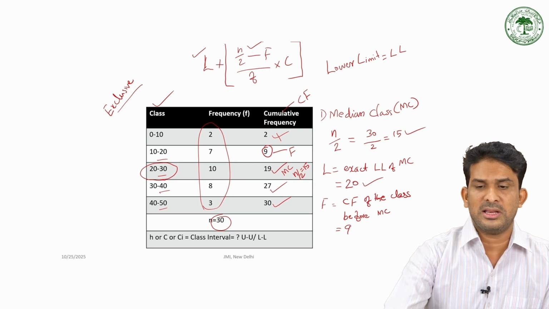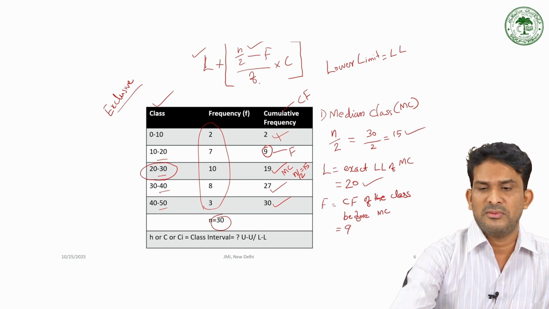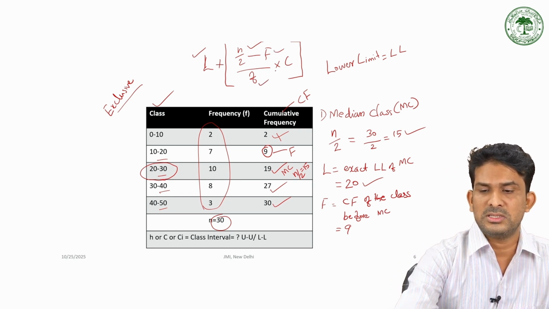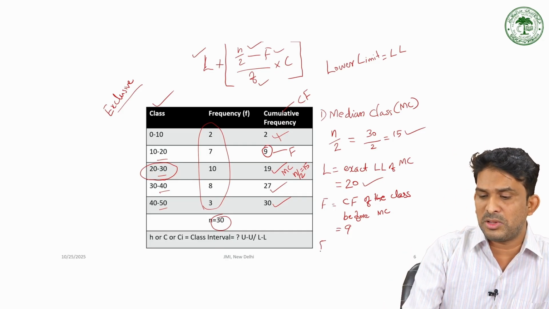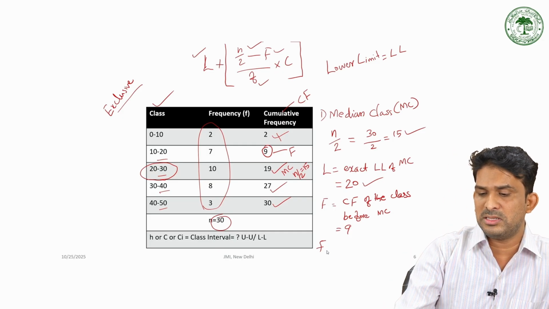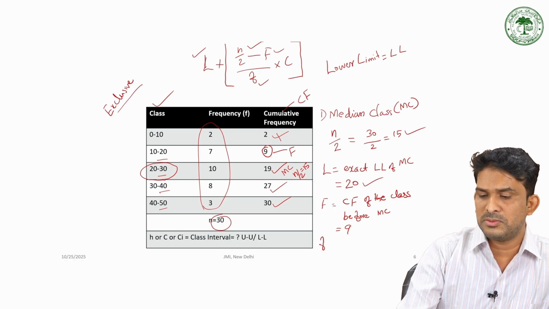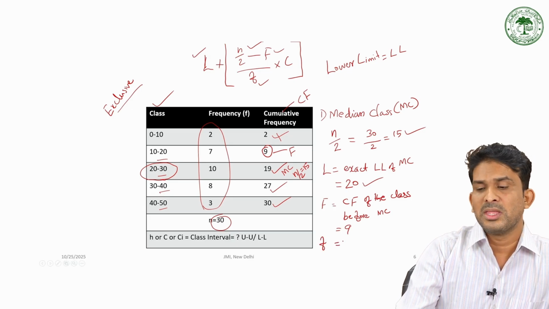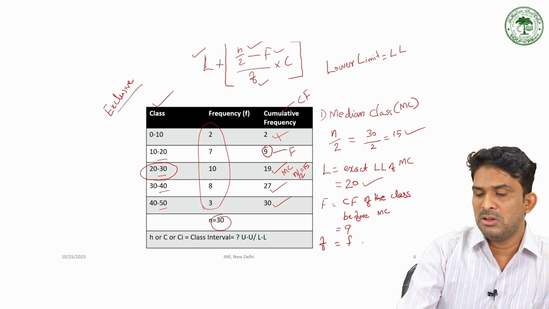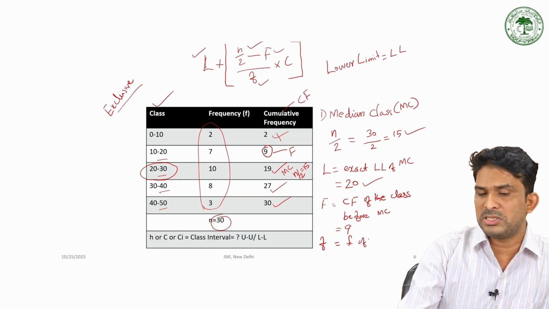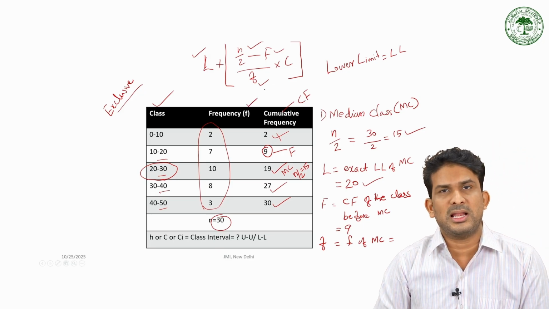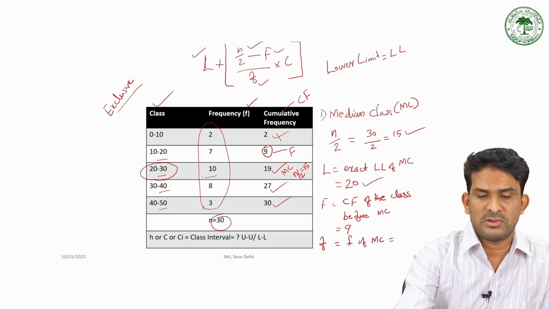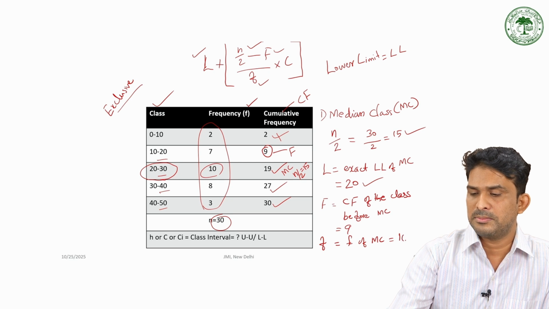Clear? F is clear. Now what is small f? Small f is the corresponding frequency of the class. I am writing it this way for clarity. Small f is the frequency of the median class. What is the frequency of the median class? This one, 10.